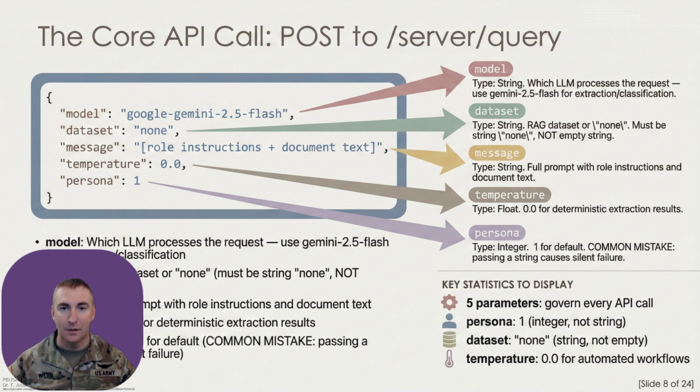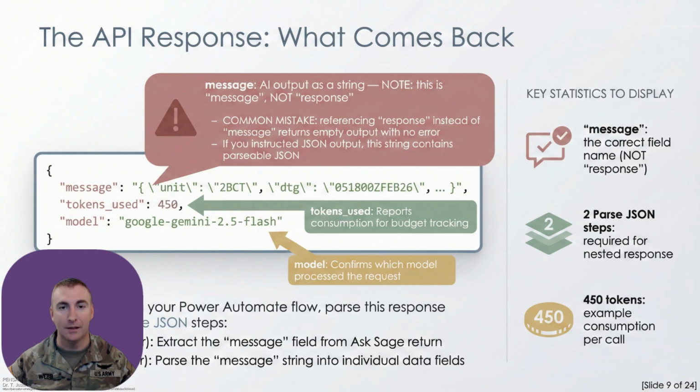So you send the call. What exactly comes back? This is the number one integration mistake with Ask Sage. The AI output is in a field called message, not response. If you reference response in your flow, you get empty output with no error. Your flow runs, the step completes, and the variable is blank. When you instruct JSON output, you need two parse JSON steps. The outer parse extracts the message field from Ask Sage. The inner parse decomposes that string into your actual data fields. 2 parses. That catches most people, and the API can do more than just answer prompts.